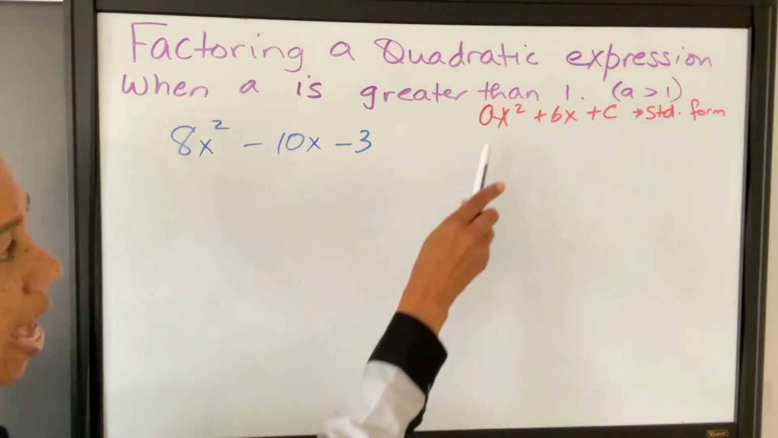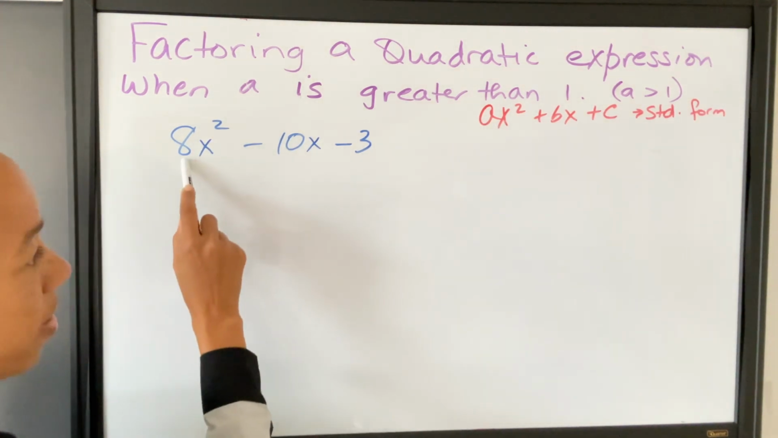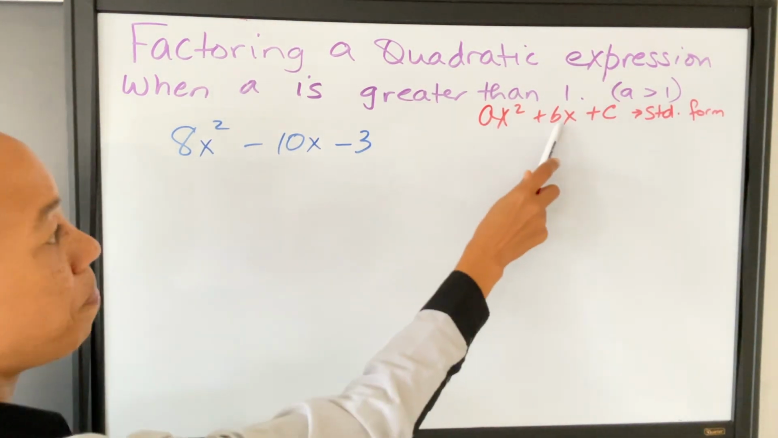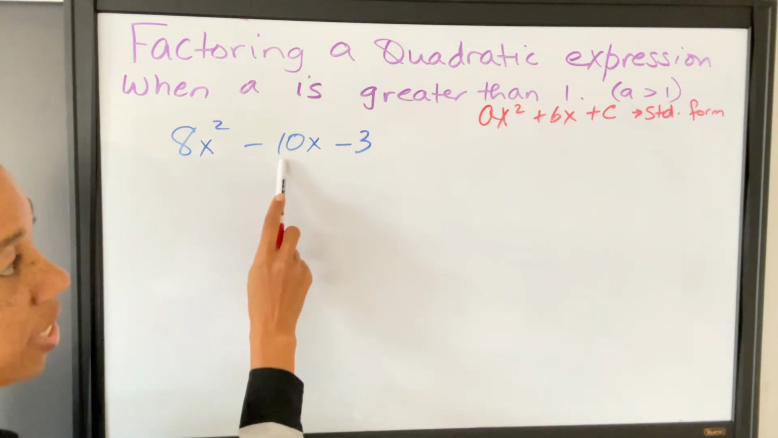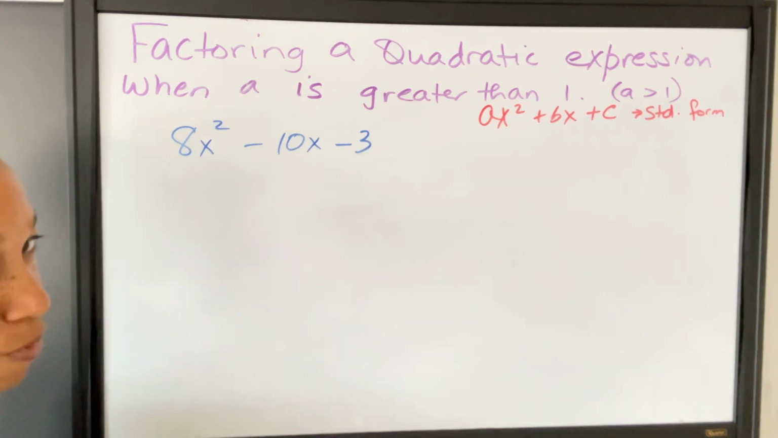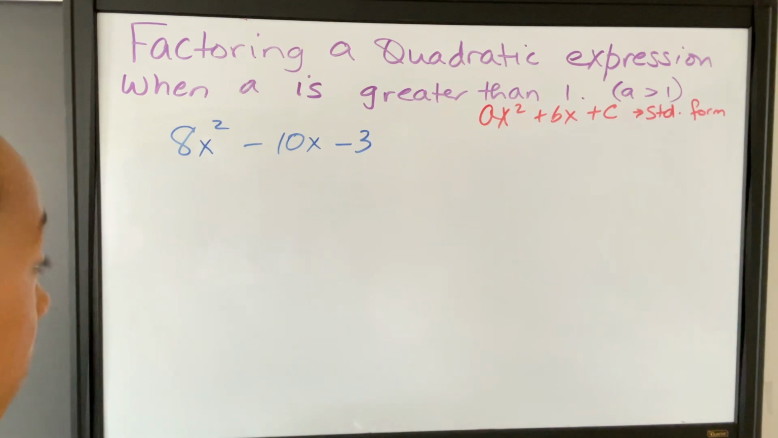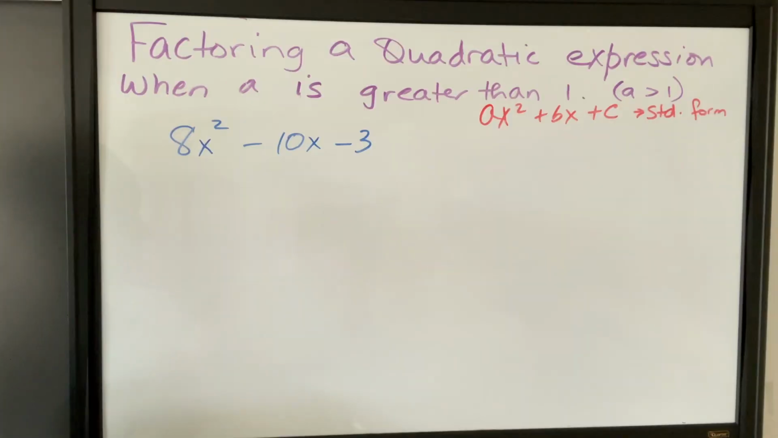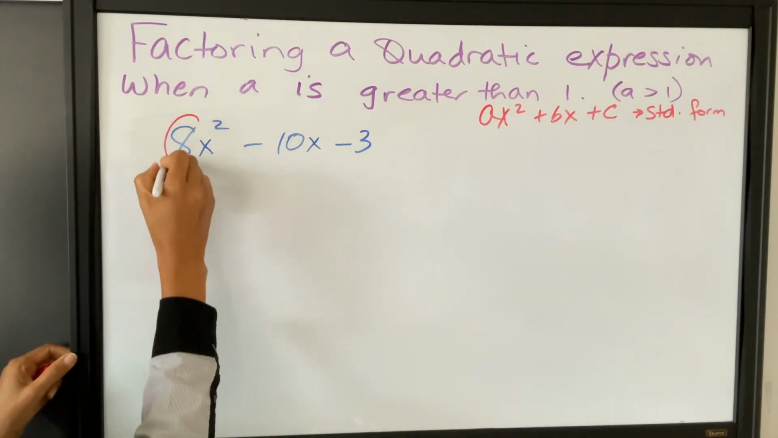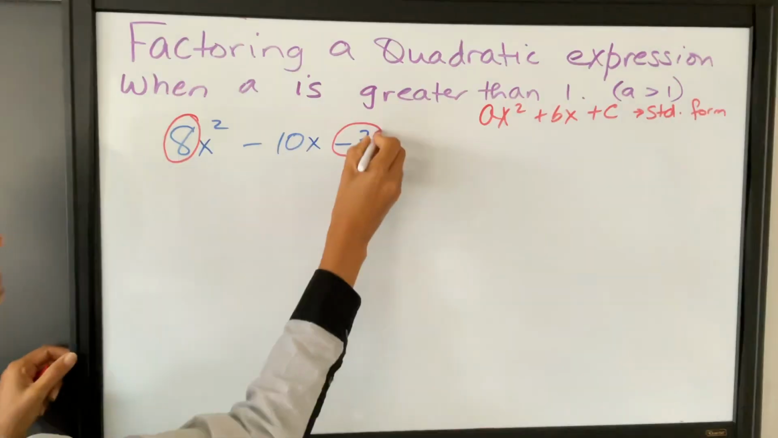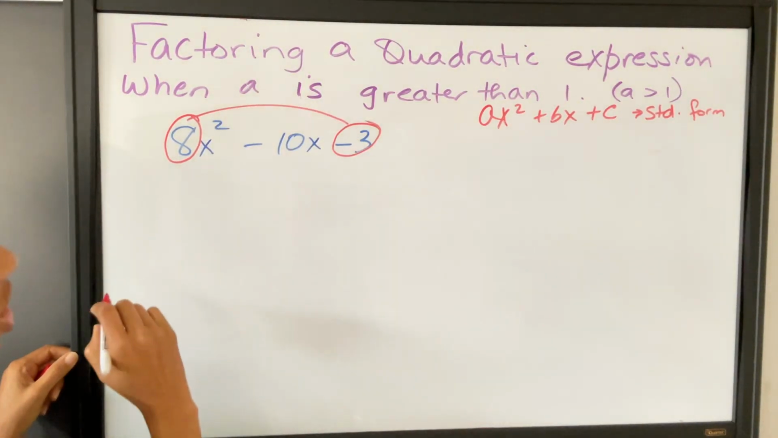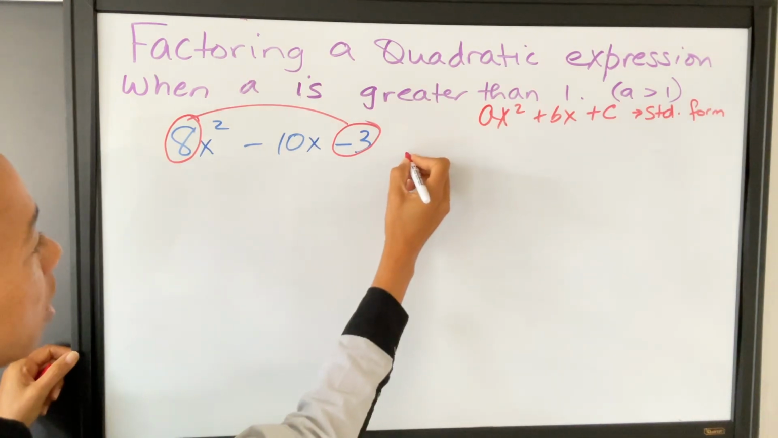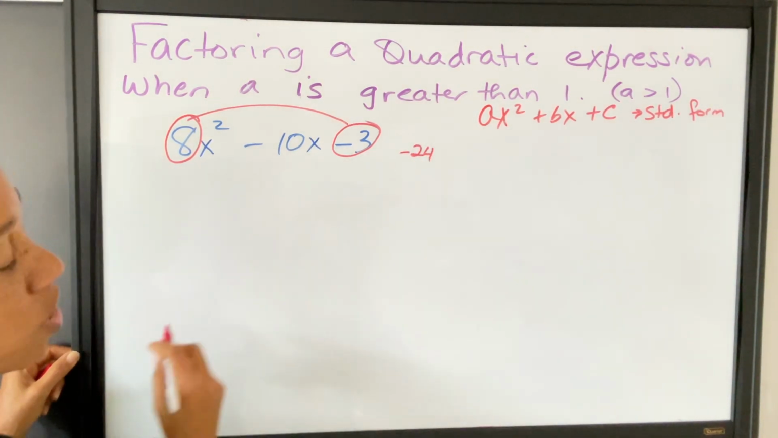Now a, this is our a, the first term here, so 8 would be our a, b would be our -10, and c would be our -3. That's our standard form. So in order to factor this quadratic expression, there are two methods of doing this, and I'm going to first demonstrate the first one. We're going to take a and multiply it by our c term, and we're going to get -24, and I'm going to write it there.